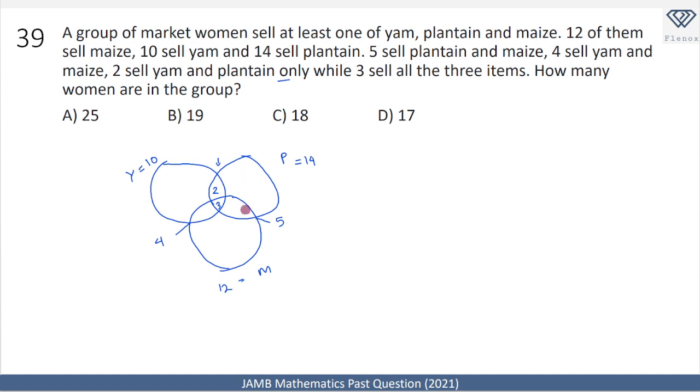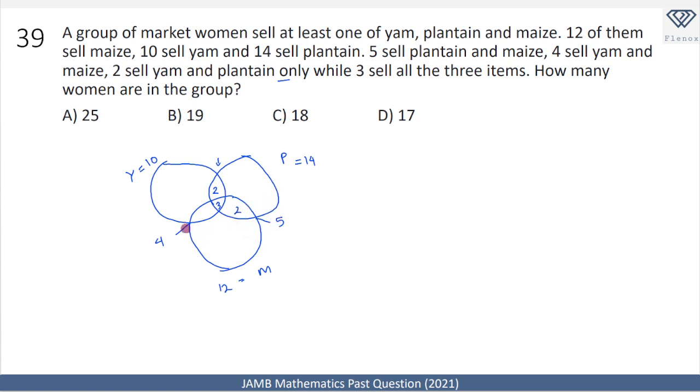So let's think about it. Now 5 of them sell plantain and maize, which is this over here. But out of these 5, 3 of them also sell all 3. So the ones that sell plantain and maize only is going to be this 5 minus the number that sell all 3. So this is 5 minus 3, which is 2. So the number that sells plantain and maize only is going to be 2.